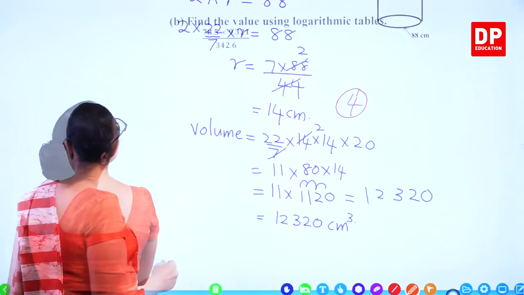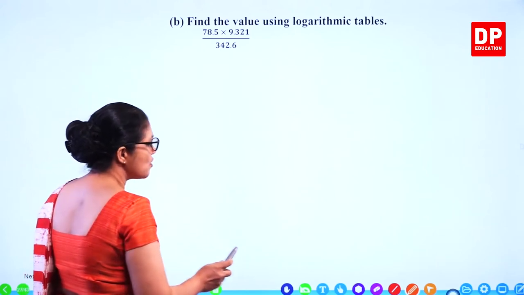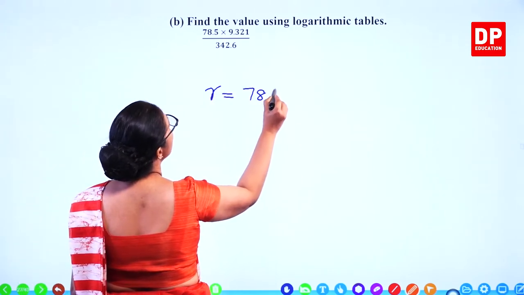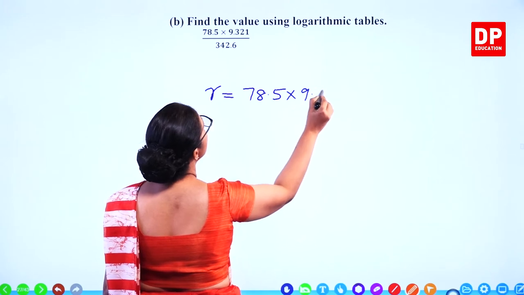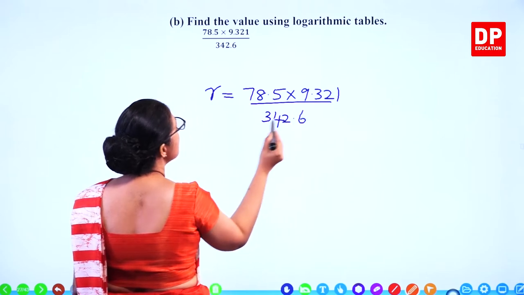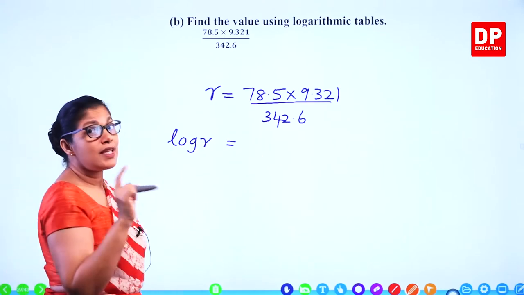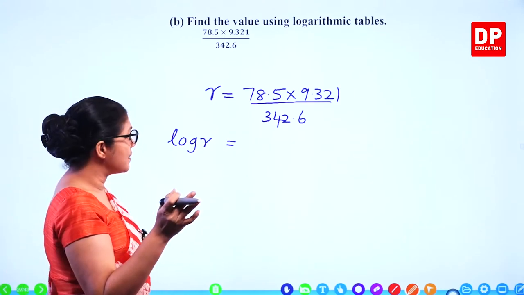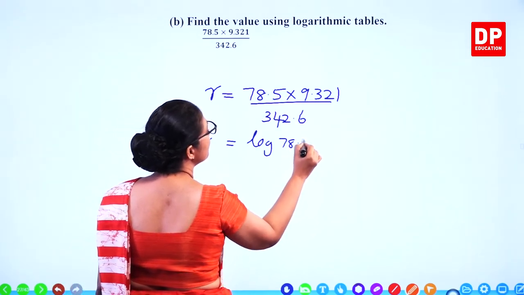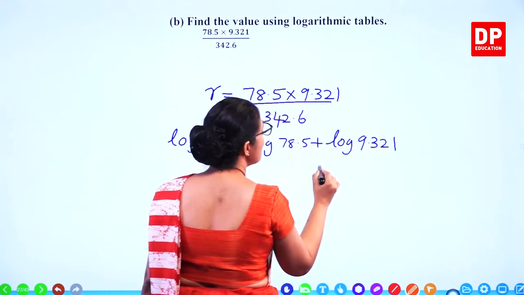Let's do the next one. Now you have to find out the answer using logarithmic table. So let's take this one as R. We'll take a letter, R equals 78.5 into 9.321 over 342.6. Then what you have to take? Take log both sides. When you are taking log both sides, what happens? Multiplication becomes addition and division becomes subtraction.